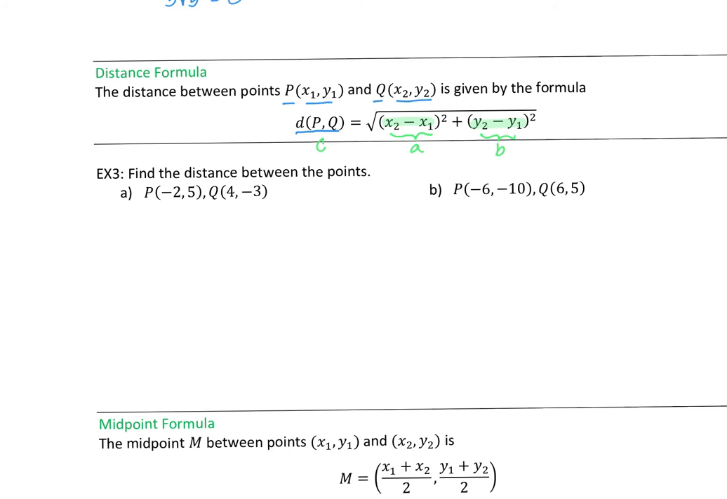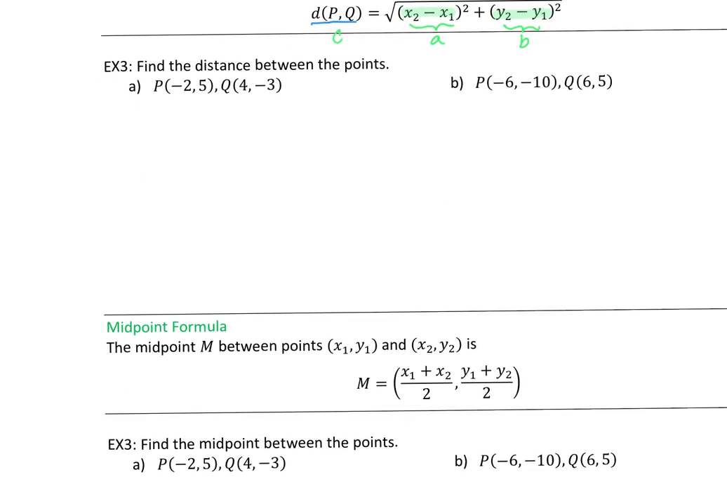Now something to remember with the distance formula is that the order of the subtraction actually doesn't matter because we're squaring. So we could have x sub 1 minus x sub 2, or x sub 2 minus x sub 1. Similarly with the y's, order doesn't matter since we're squaring them.